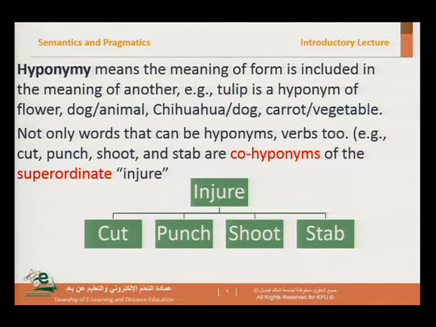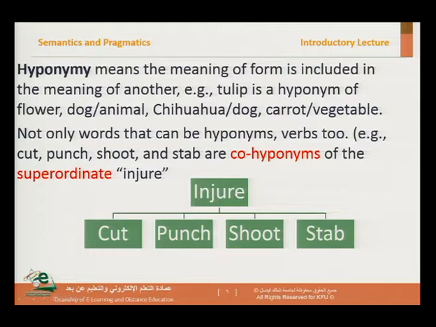So, words or nouns can be hyponyms, and also verbs, like we saw with injure, cut, punch, shoot, and stab. These are verbs, and they're also hyponyms. Okay? We call the word on top subordinate, and we call the words down there co-hyponyms. Like if you're working in a company, you have co-workers, so they are at the same level. Then in this hierarchy, there is something on top.